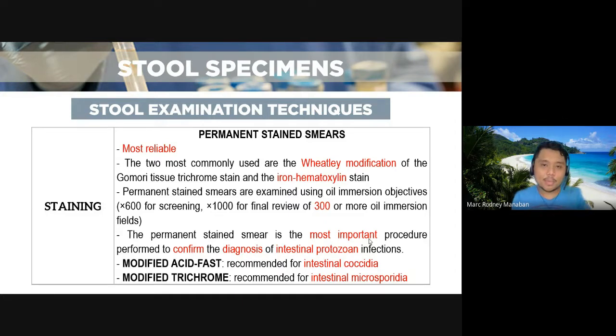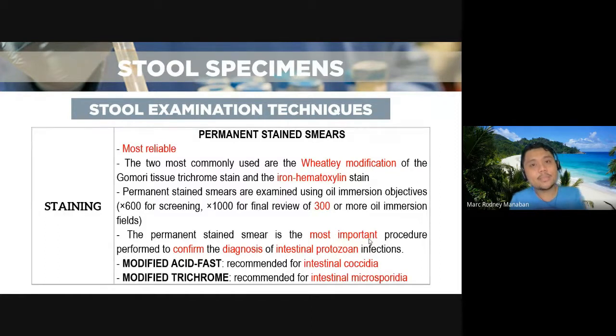Again, permanent stain smears are the most reliable method. There are two commonly used methods. First is the Wheatley's modification of the Gomori tissue trichrome stain, or in short, Wheatley's trichrome stain. And the second one is the iron hematoxylin. In examination, you examine at least 300 or more oil immersion fields, so you cover the whole smear, for higher chances of recovering the parasite. Again, the permanent stain smear is the most important procedure to confirm the diagnosis of intestinal protozoan infections.